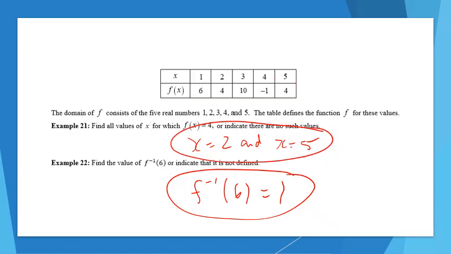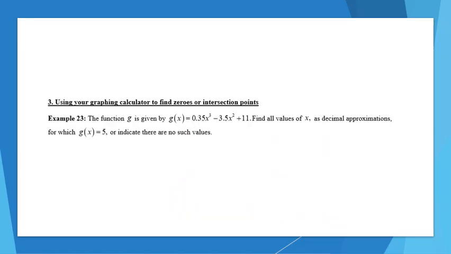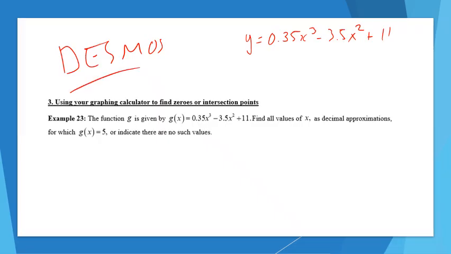Right? Let's move on. So the third type of question you could see is using your graphing calculator to find zeros or intersection points. So try to find this now. Here you're going to graph 2 equations. You're going to graph y equals 0.35 x cubed minus 3.5 x squared plus 11 in Desmos. So remember, you have Desmos, so pull out Desmos right now. And then you're going to graph the line, another line, y equals 5, and then find your intersection point.